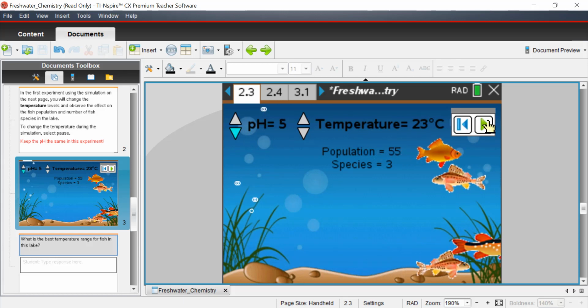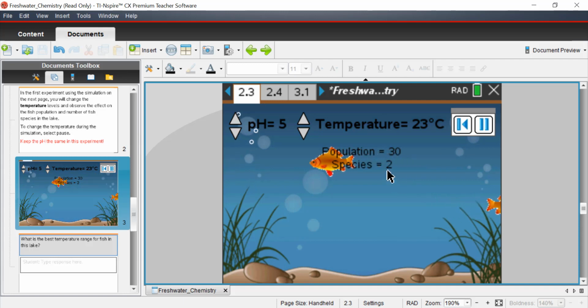All right, let's try 5. Yeah, so we lost another species and we're down to 30. Not good. 4. Man, all right, we have that gray background again. Can never be good. So we're down to 10 in the population and only 1 species remaining, although I didn't see anybody swim by. Oh, there's one. So it's that same fish. Well, that fish is pretty hardy. It can handle a low pH as well as a high temperature.